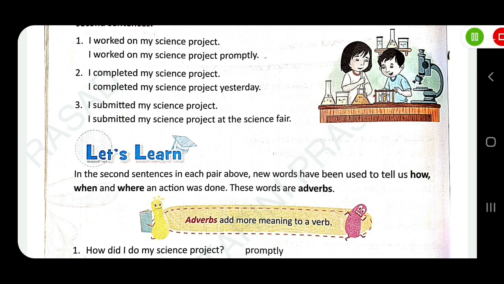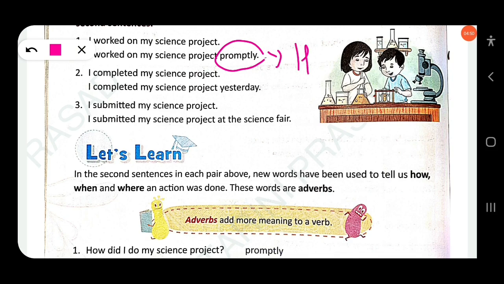Clear? Look at the first one. I worked on my science project promptly. How did you work on your science project? I worked on my science project promptly. That means it tells how the action was done. It tells about the verb.